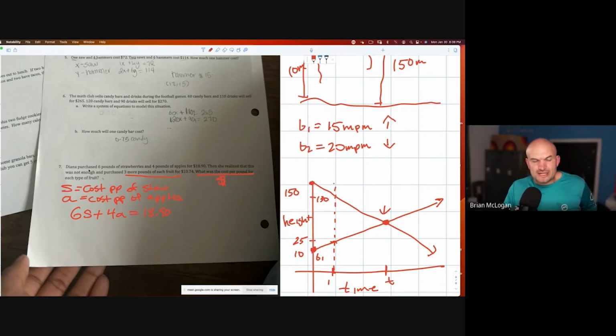And then she realized, oh, that's not enough. And she purchased 3 more of your strawberries plus 3 more of the apples. Now, what do you do with the S and the A though? What operation should we do? Multiply. And there you go. There's your 2 equations. Now we got to get to the solving.